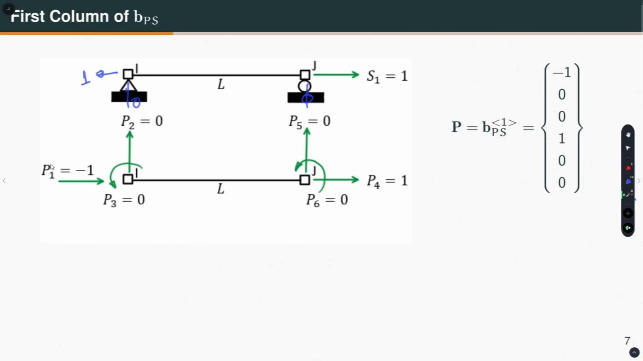So, then can I say that capital P1 is equal to minus 1, capital P2 is equal to 0 because there is no vertical reaction, P3 is equal to 0, P4 is equal to 1, it is to the right. I have already applied S1, which is equal to P4, P5 is 0, P6 is 0, as simple as that. So, that gives me the first column of the BPS matrix: minus 1, which is this one, then 0, 0, 1, which is this one, and then 0, 0, as simple as that.